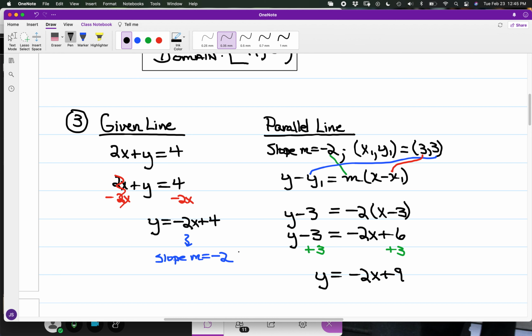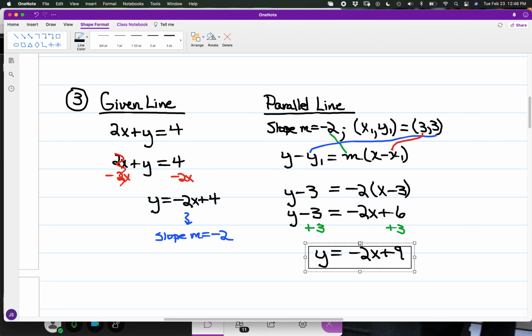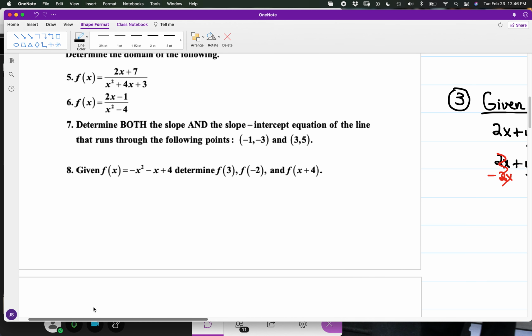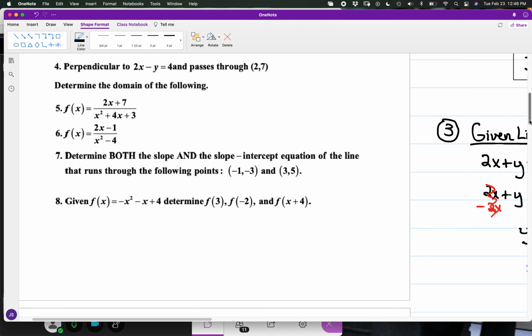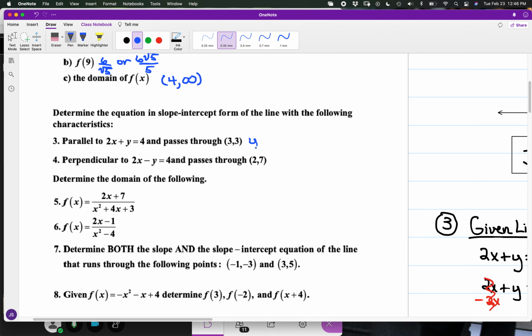So this line is going to have the same slope, negative 2. To test whether it passes through 3, 3: if y is at 3, the left-hand side of the equation is 3, and I want the right-hand side to be 3 as well. With x at 3, negative 2 times 3 is negative 6, and negative 6 plus 9 comes out to 3. So for the parallel line, we have y is equal to negative 2x plus 9.